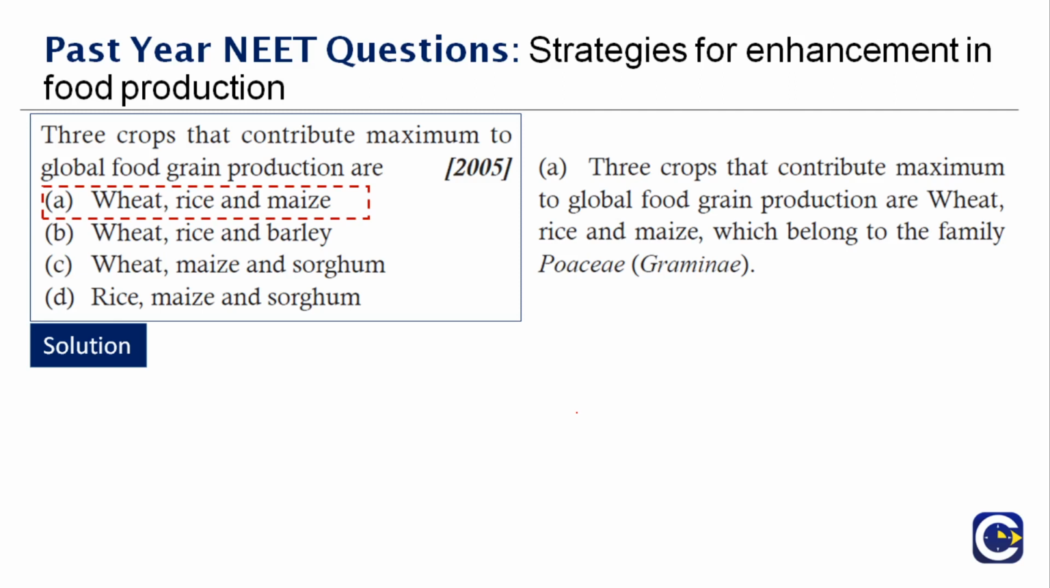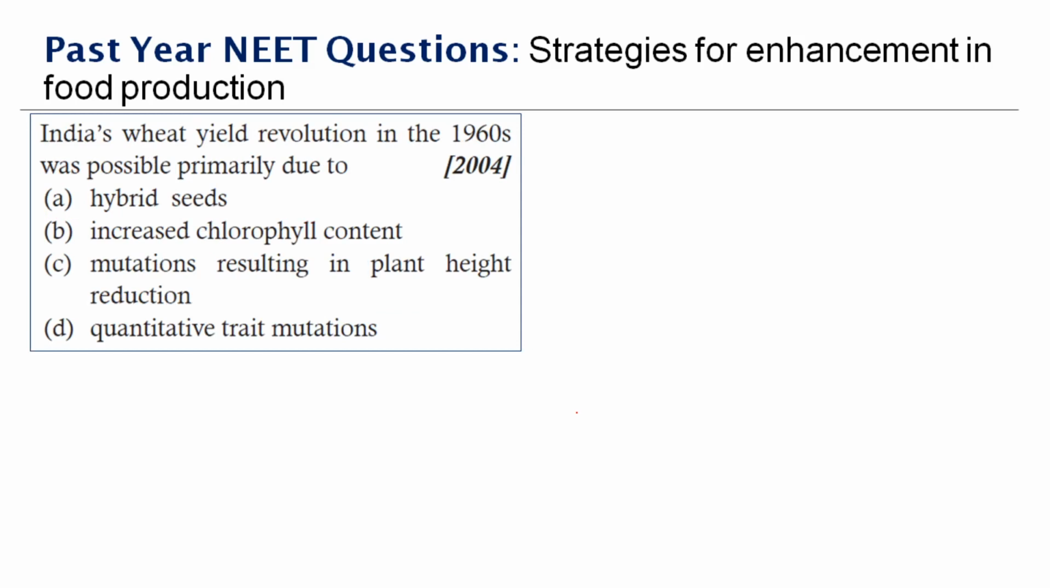Okay, next question. India's wheat yield revolution in the 1960s was possibly primarily due to dash, and this question was asked in the year 2004. Okay, what do you mean by this question? India's wheat yield revolution in the 1960s was primarily due to dash.